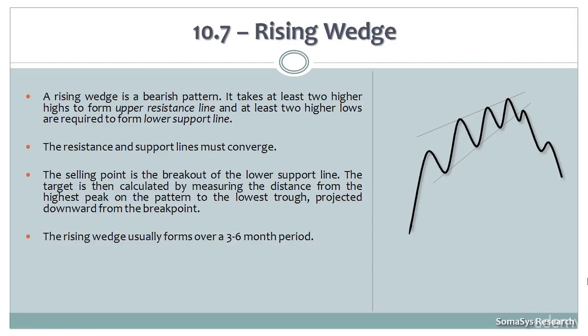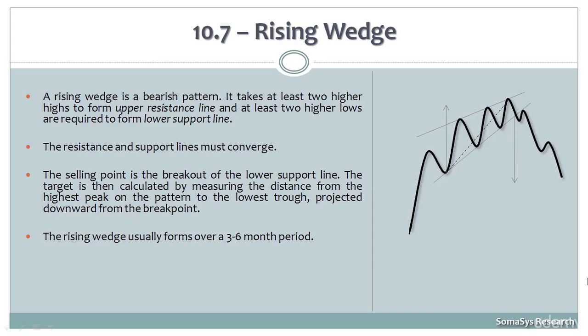The target is then calculated by measuring the distance from the highest peak on the pattern to the lowest trough, projected downward from the breakout point. Now this pattern in an uptrend is considered a reversal pattern, and in a downtrend is considered a continuation pattern. This rising wedge usually forms over a 3 to 6 month period on daily charts and can mark an intermediate or long-term trend reversal.